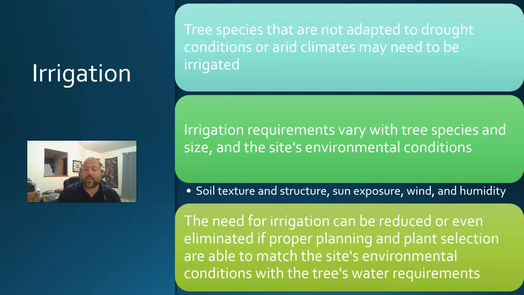Your need for irrigation can be reduced or even eliminated if you've got proper planting and plant selection and you're able to match the environmental conditions with the tree's water requirements. What does that mean? Plant drought acceptable trees in areas where you're going to have drought. Plant trees that like a lot of moisture, if you're in an area that's going to be like a floodplain where it's going to get a lot of moisture. Just match up site and species. Match them up. Put the right species in the right sites. Super important.